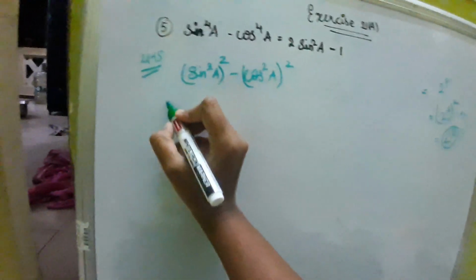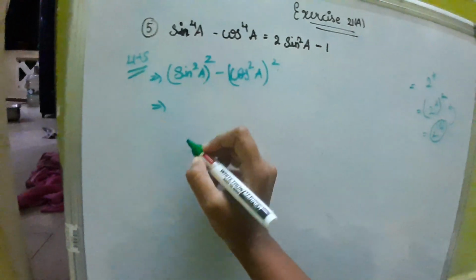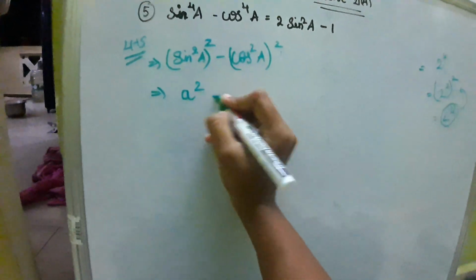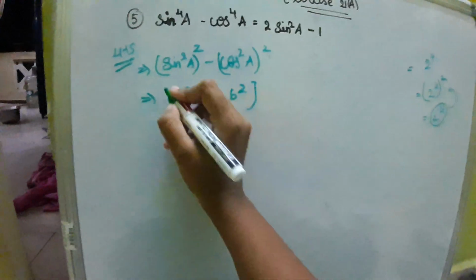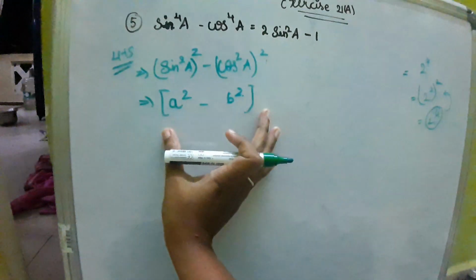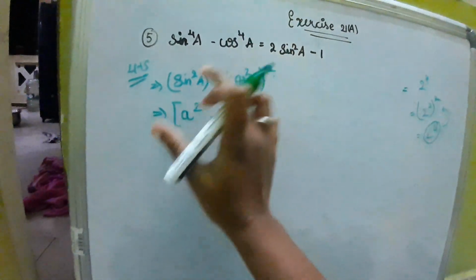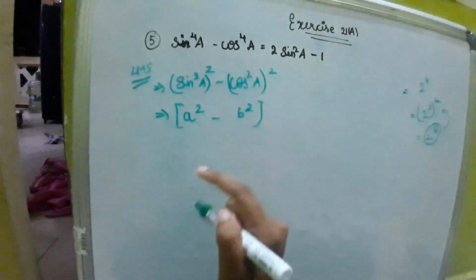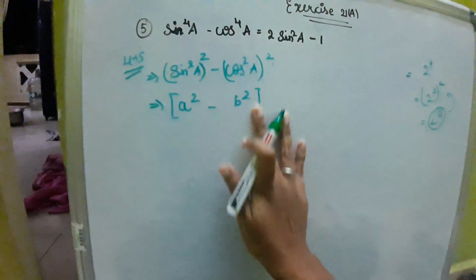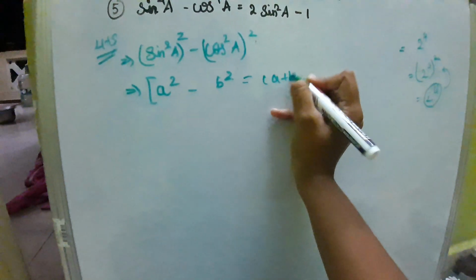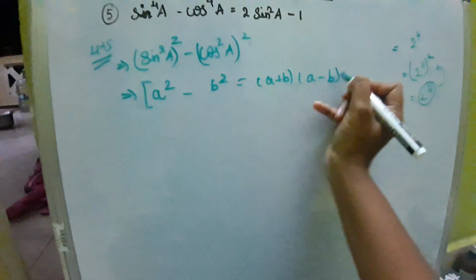And why we are doing this? Because we can similarize this to the a square minus b square formula, to compare this thing with the a square minus b square formula. That's why we are splitting the power as 2 to the power, whole square. Okay, now we can compare both, right? We know the a square minus b square formula: a plus b into a minus b, right?